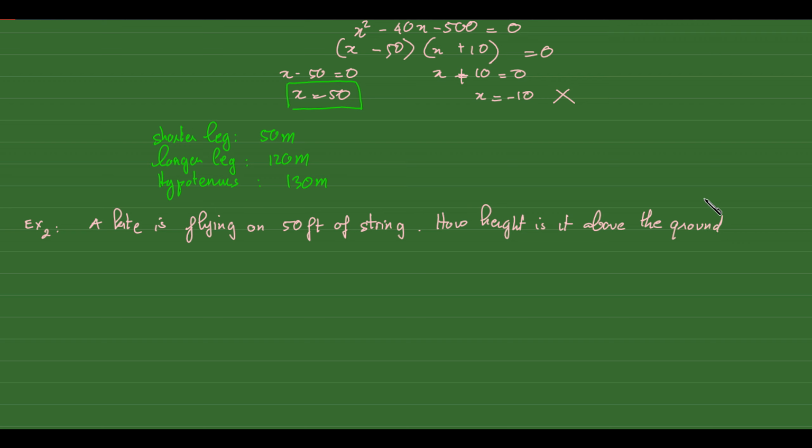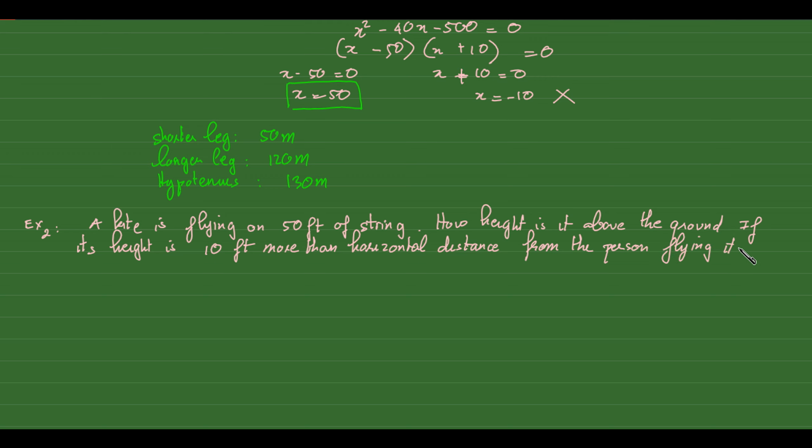If its height is 10 feet more than the horizontal distance from the person flying it. Okay, so that's the problem: how high is the kite above the ground, if its height is 10 feet more than the horizontal distance from the person flying it.